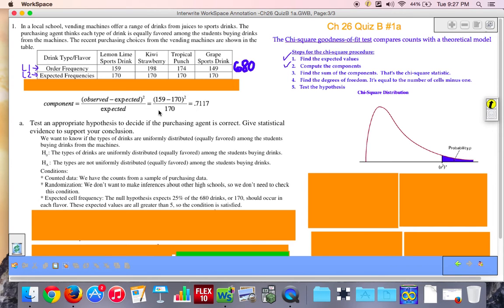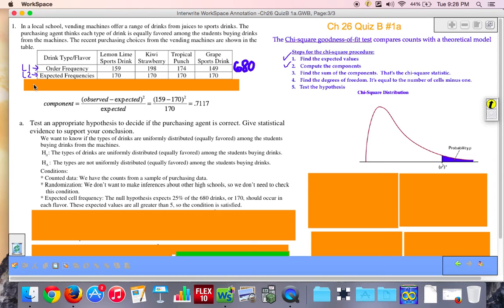So I took the liberty of doing the first one with you. 159, which was the observed value for lemon lime sports drink, take away 170, which is the expected number of lemon lime sports drinks consumed. We square the difference, and then we divide by 170. And when we do that, I think we get 121 divided by 170, which gives us 0.7117.